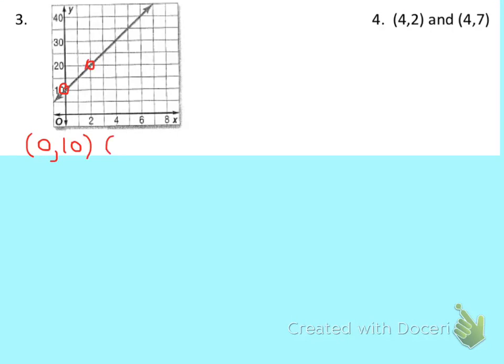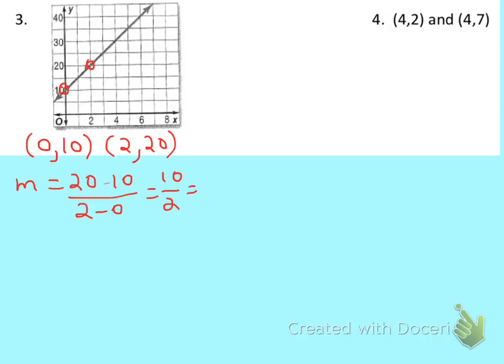Number 3 is a graph. It does not give us any points, so I chose the points (0, 10) and (2, 20). You're free to choose any 2 points on the line. Again, the slope of a linear equation is constant, so any 2 points will give you the same slope.